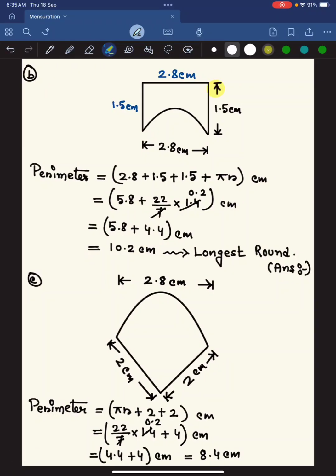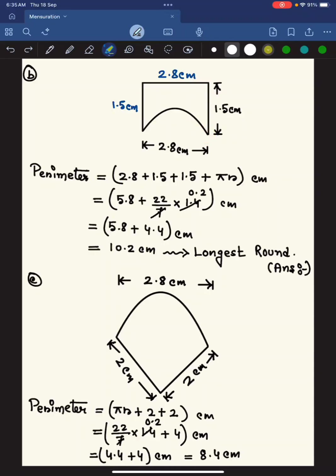Look, this is given as 1.5 centimeter. So if this is 1.5 centimeter, then this will also be 1.5 centimeter. Again, this is given as 2.8 centimeter, so this will also be 2.8 centimeter. Now this is in the shape of a semicircle, right? So in order to find out the perimeter of this figure, we need to add this length, then this, and then we need to find out the perimeter of this arc.